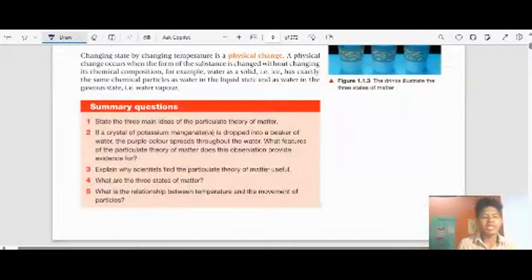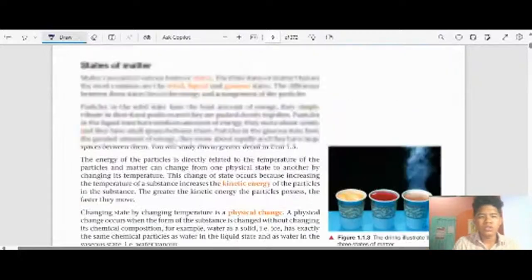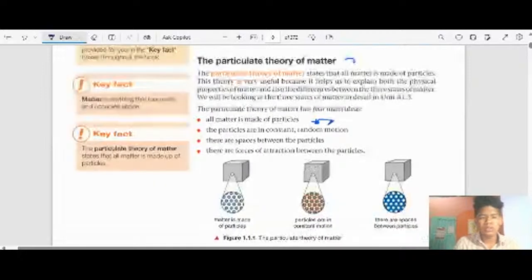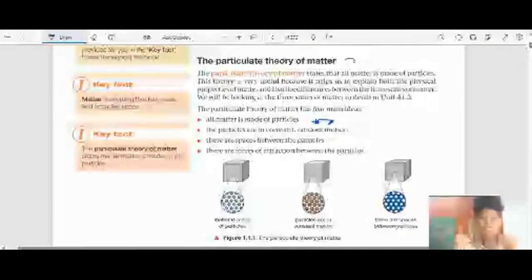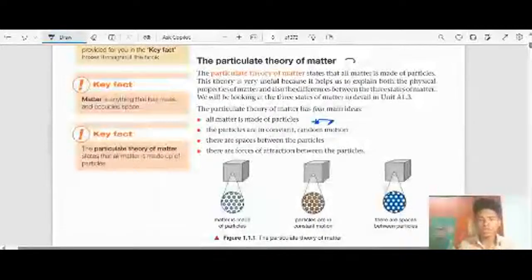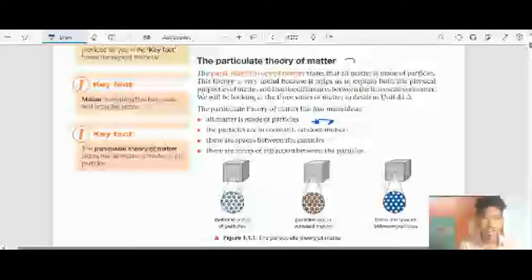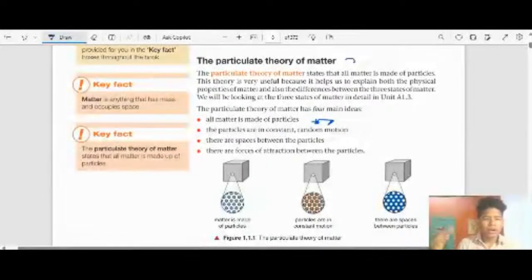So state the three main ideas of the particulate theory. If you go right here, we will figure out the main ideas. There are not only three main ideas, but there are four main ideas. So all matter is made of particles. There are forces of attraction between the particles, meaning that holds them together indefinitely. There is space between the particles. And thirdly, the particles are in constant random motion, meaning they're moving constantly and unexpectedly.